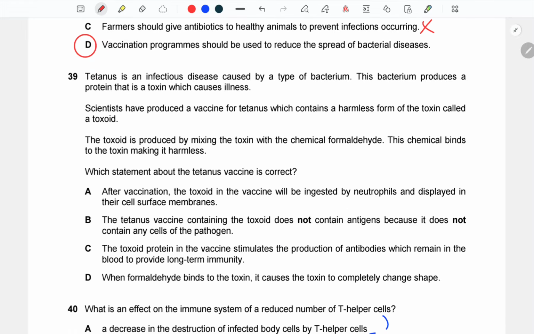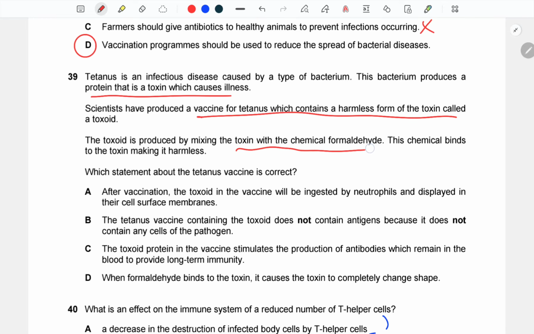39. Tetanus is an infectious disease caused by a type of bacterium. The bacterium produces a protein toxin which causes illness. We produce a vaccine for tetanus which contains a harmless form of the toxin called toxoid. Toxoid is made by mixing the toxin with the chemical formaldehyde. This chemical binds the toxin, making it harmless. Which statement about the tetanus vaccine is correct? After vaccination, the toxoid in the vaccine will be ingested by neutrophils and displayed in the cell surface membranes. Yep, that's basically a textbook example of a vaccine. So answer should be A.